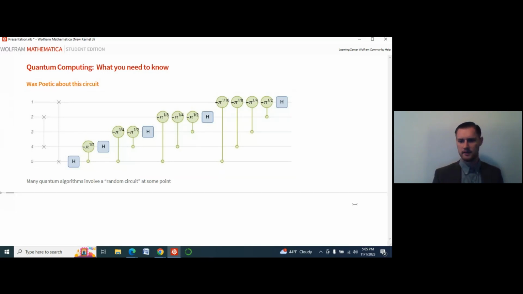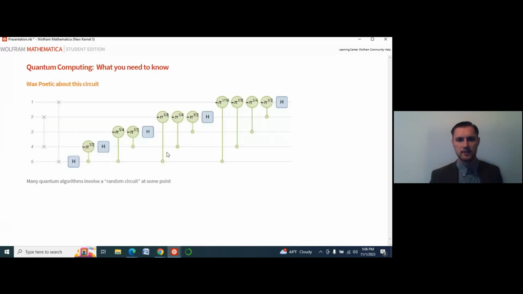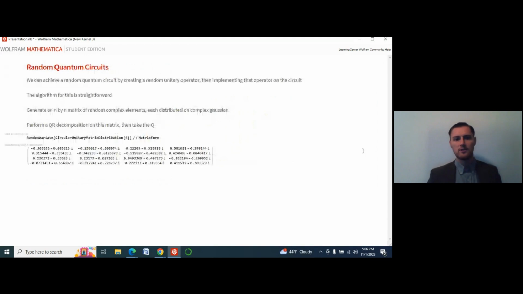And there we go. So random quantum circuits can be achieved in one direction by creating a unitary matrix and then breaking it down into its constituent parts. So we saw all of these different gate operations, where this is a gate operation, this is a two-gate operation. Each one of these is a part of a big circuit, and then the whole circuit makes up a unitary operation. Well, what if we take a random unitary matrix and impose that on the circuit?